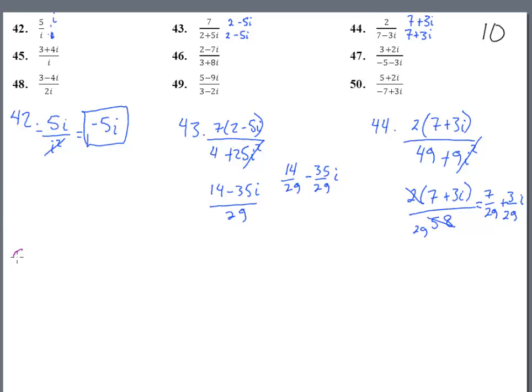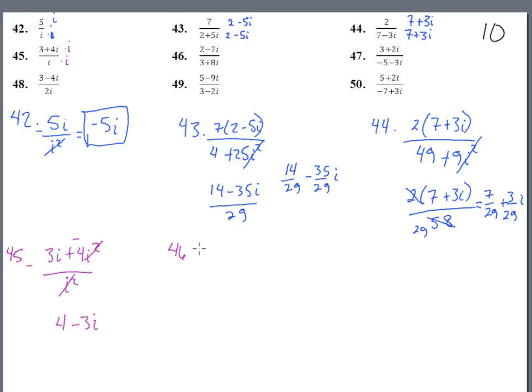Next one, 45. 3 plus 4i over i. Here we can just times by i and times by i on top and bottom, since this is not a binomial at all. So we get 3i plus 4i squared all over i squared. i squared is a negative 1, so that'll just make that a negative, multiplying through everything. So it'll be a negative 3i, and it will be a positive 4. So 4 minus 3i. And that was a negative 1 multiplied through there.